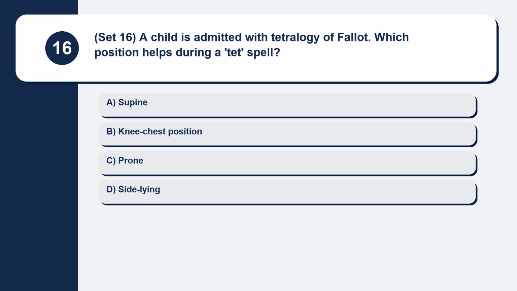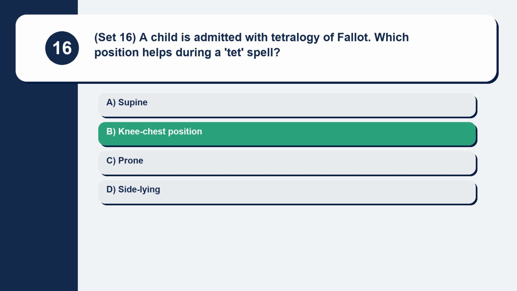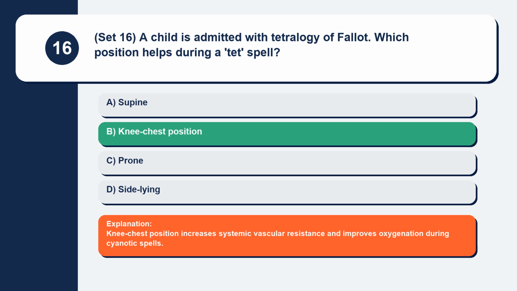Question 16. Set 16. A child is admitted with tetralogy of Fallot. Which position helps during a tet spell? Supine, knee-chest position, prone, side-lying. Knee-chest position increases systemic vascular resistance and improves oxygenation during cyanotic spells.